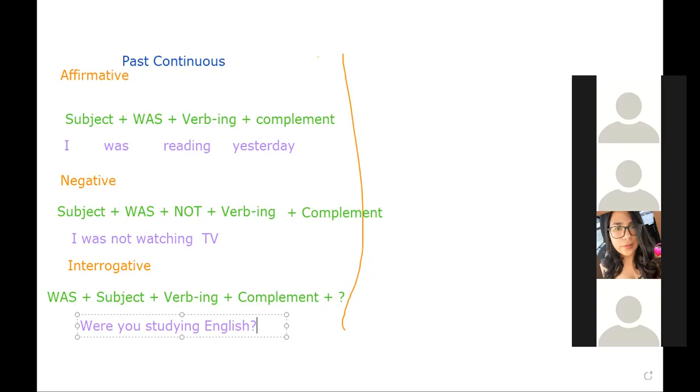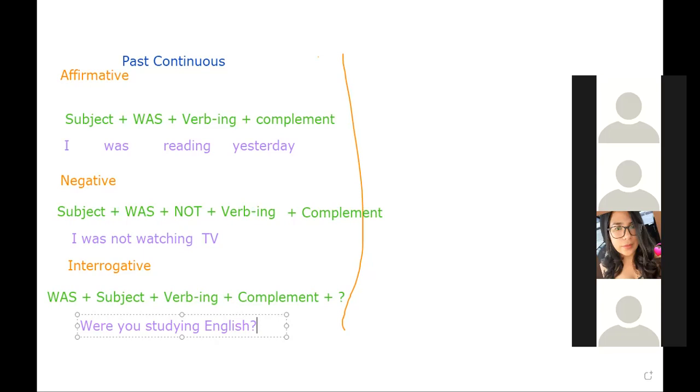For example, why? Oh, exactly. So the WH questions, we're going to add at the beginning of the sentence. And as we know, for the WH questions, we have why, what, when, where, how, which. Okay, all those are what we know as WH questions.